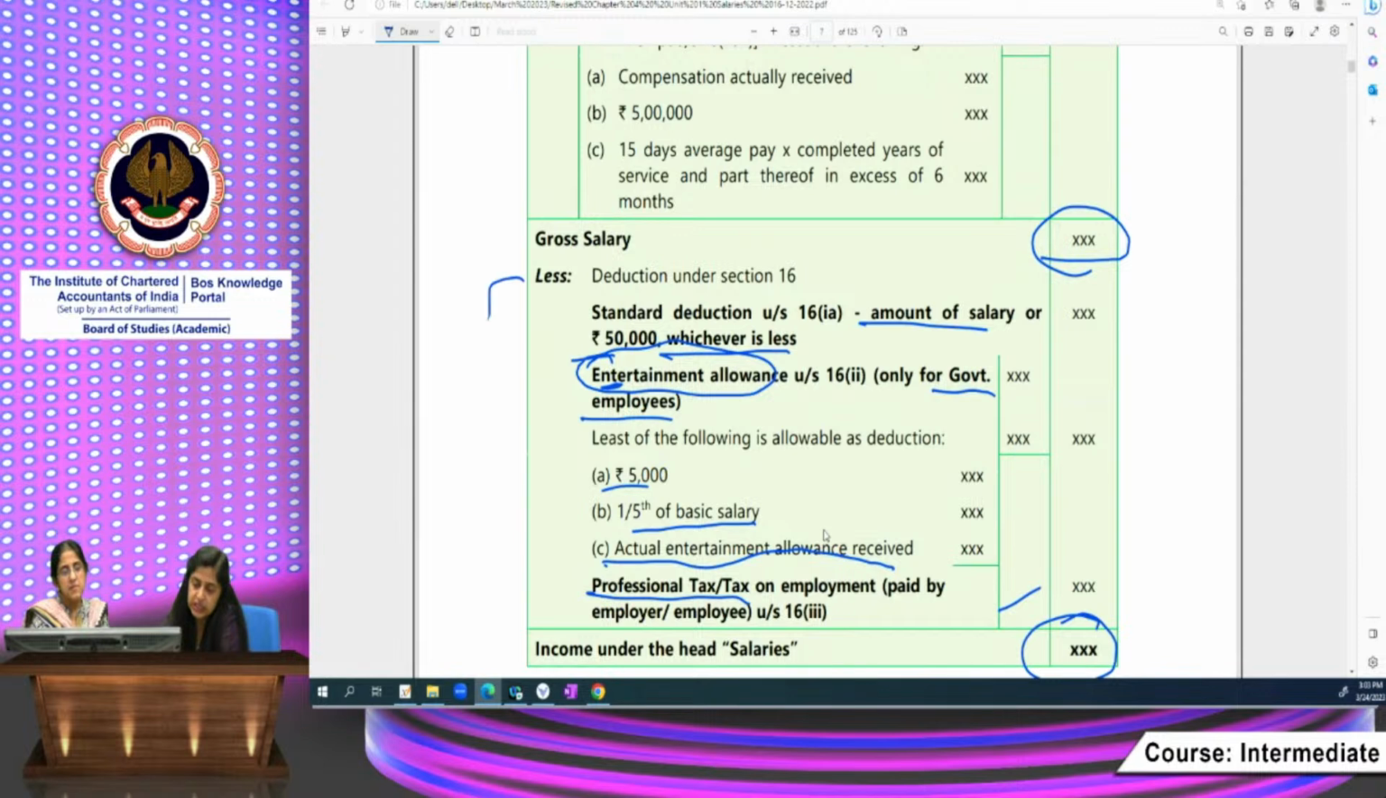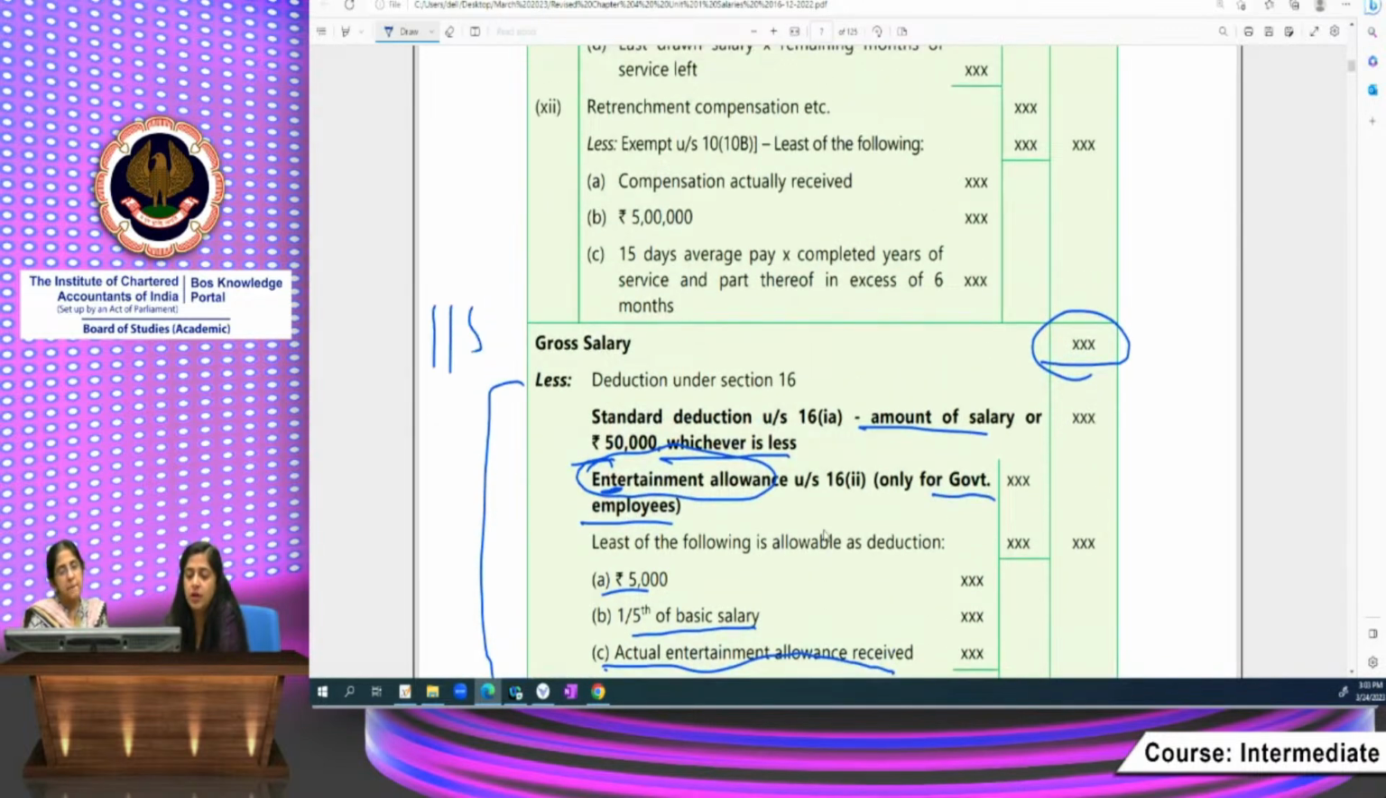All these three deductions you will not get when you are opting for the special regime under section 115BAC. You will not get standard deduction, you will not get entertainment allowance deduction, and you will not get professional tax deduction. So this is the difference between 115BAC and the normal provisions of the Act.